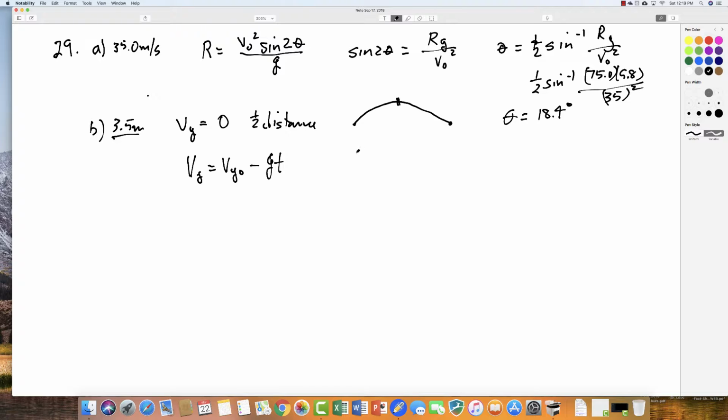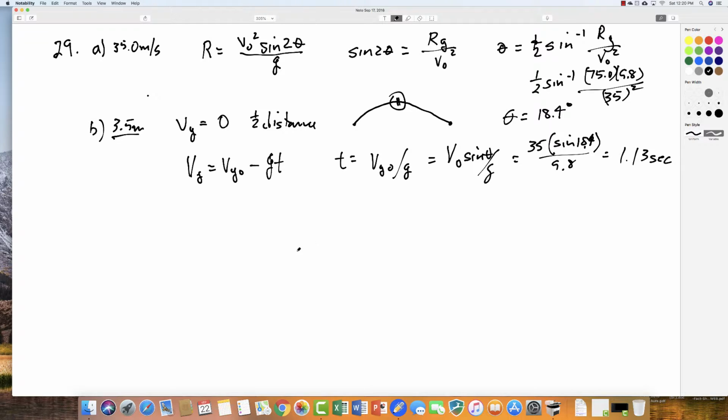So that means that t, the time point where it reaches this point, is going to equal Vy0 divided by g. And Vy0 is V0 sine of the angle, which we got here, divided by g. So that means it's going to be 35 times the sine of 18.4 degrees, divided by 9.8. If you do the math here, you get 1.13 seconds.